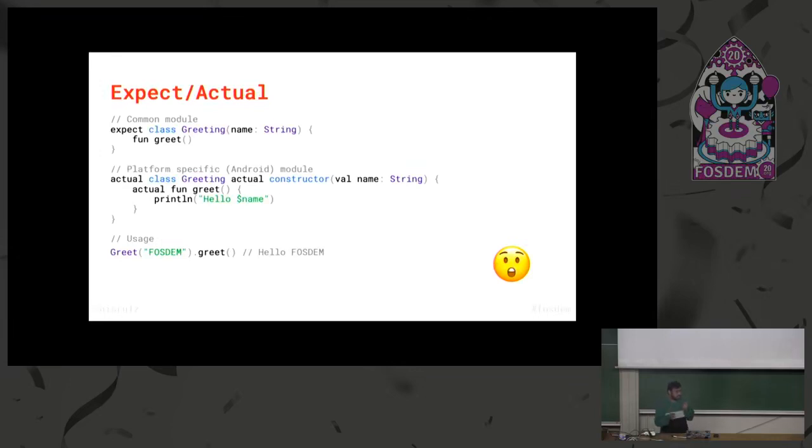So this is also changing for me. That's why I have to say the actual implementation for the constructor is going to be something very specific to Android, in this case using Kotlin, so val name String. And then eventually I provide the actual implementation of the function greet, where I say println hello name, and then you can obviously use it based on which platform you're using. In this case, we are considering Android, so we'll create the class and call the function on it, which will print hello FOSDEM.